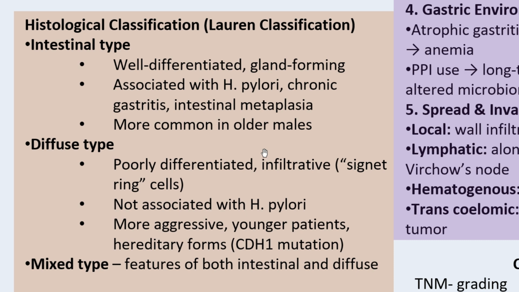But when it comes to management and other things, we have other classifications, like the Borrmann classification according to the morphology, which I will not cover in this video, but it's important to know that they exist. So we have the Lauren classification, which has the intestinal type and the diffuse type of gastric cancer. And the intestinal type is one that is well differentiated and it affects the glands.